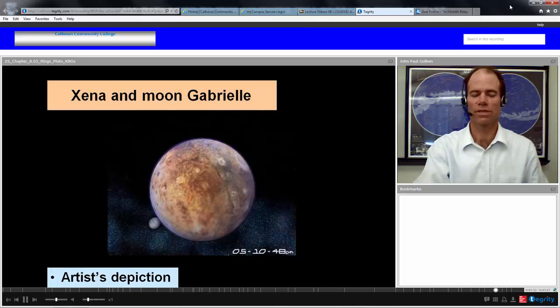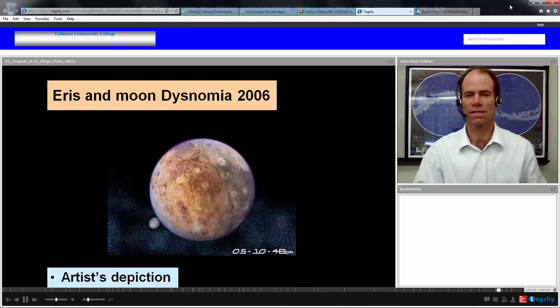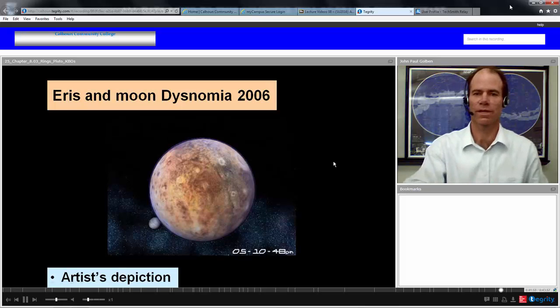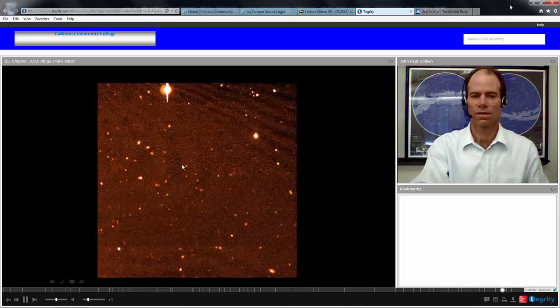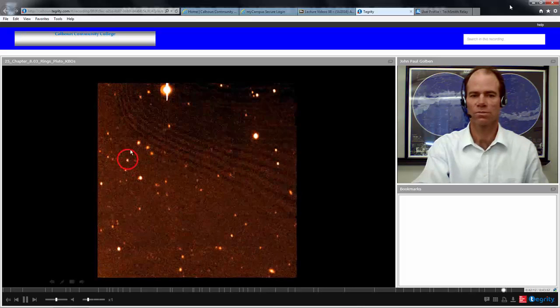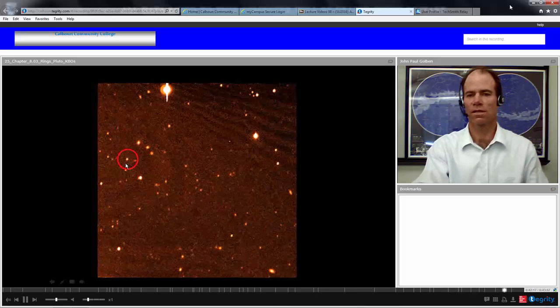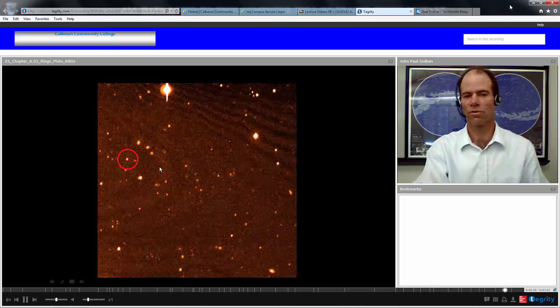Here's an artist's depiction of Xena. They were renamed more technically, and now their names are Eris and the moon Dysnomia as of 2006. So now that object is Eris and the moon is Dysnomia. Here's an animation showing Eris and Dysnomia moving across this field of view, showing that it's a relatively close object, not a star, moving around the Sun.